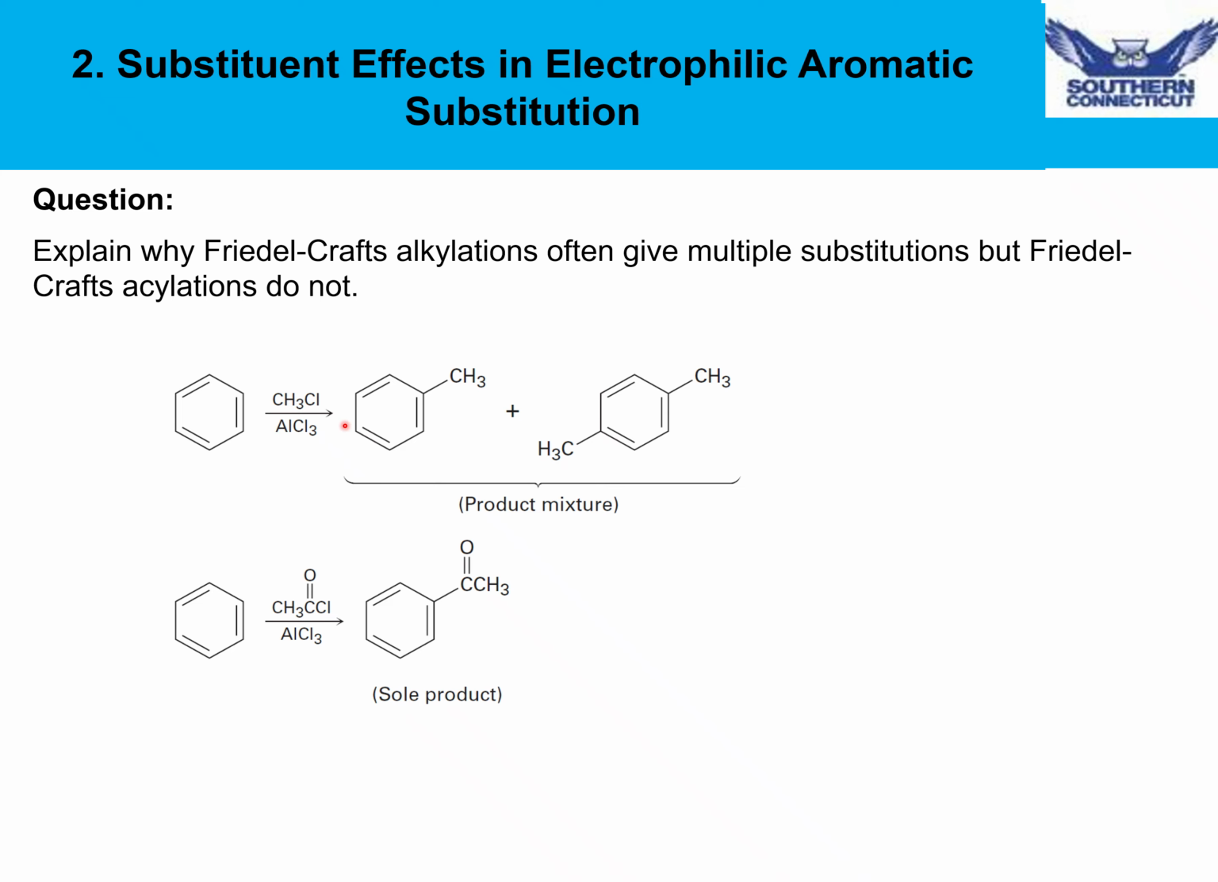In this question, we're going to try to explain why the Friedel-Crafts alkylation often gives multiple substitution products, but the Friedel-Crafts acylation does not. And there's an example shown here with benzene and methyl chloride. When we do an alkylation, we get a single substituted product as well as a disubstituted product. When we do an acylation, we get only a single substituted product.